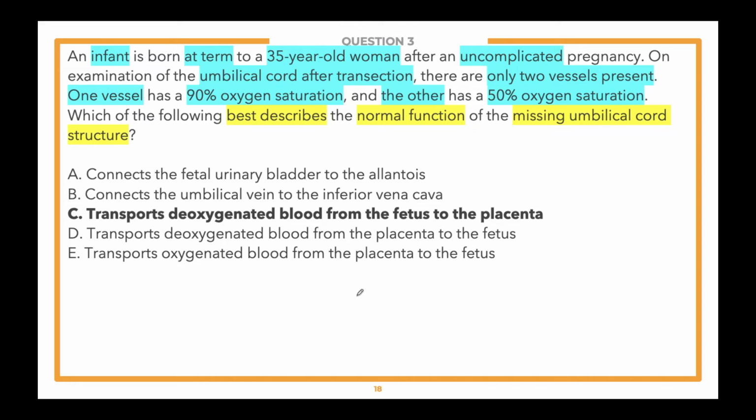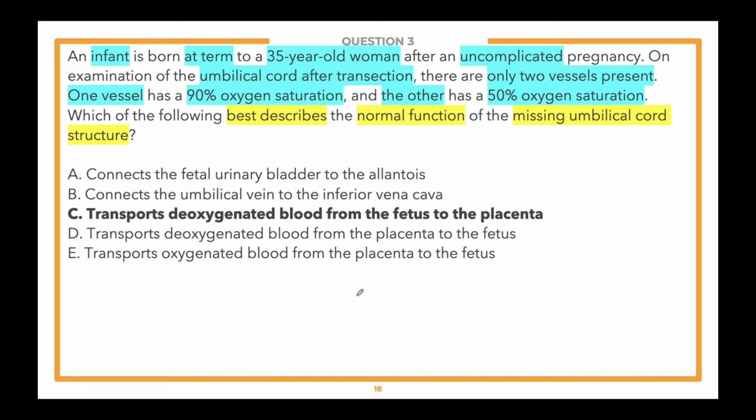Answer choice D, this is actually kind of a red herring. There's actually no structure that does this, okay? You do not send deoxygenated blood to the fetus from the placenta, okay? Answer choice B, this is talking about the ductus venosus. This is actually a vessel that is obliterated after the fetus is born, and it's found in the liver, and this does not run in the umbilical cord.